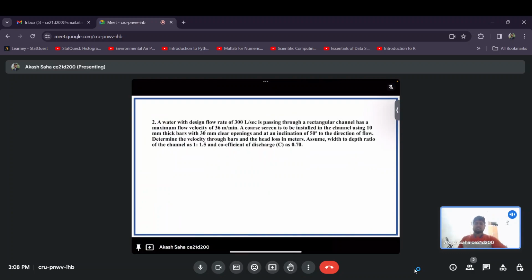So the next problem says: water with a design flow rate of 300 liter per second is passing through a rectangular channel, which has a maximum flow velocity of 36 meter per minute. A screen is to be installed in the channel using 10 mm thick bars with 30 mm clear openings at an inclination of 50 degrees to the direction of flow. Determine the velocity through bars and head loss in meters. Assume width to depth ratio of the channel as 1 is to 1.5 and coefficient of discharge as 0.7.